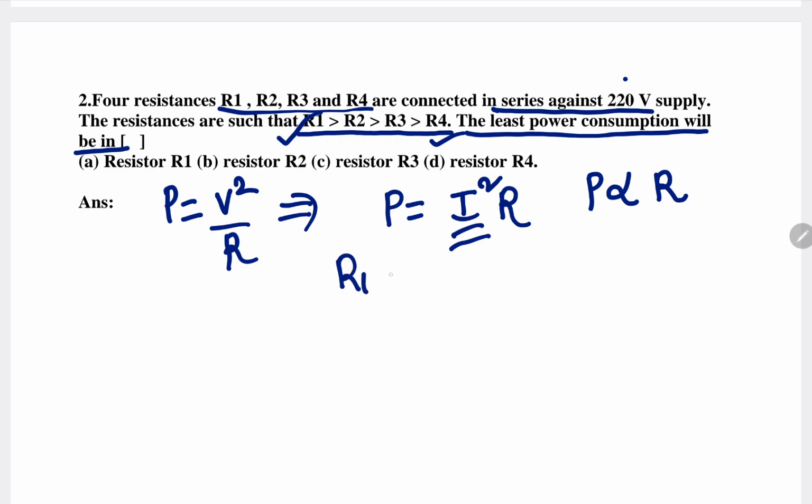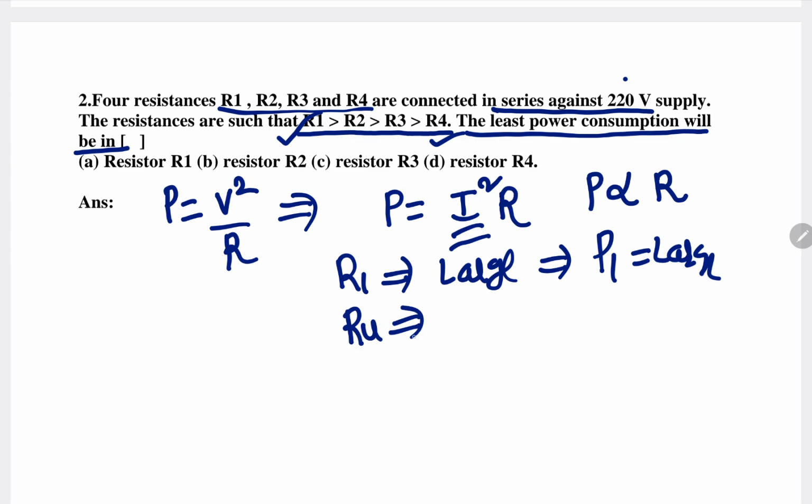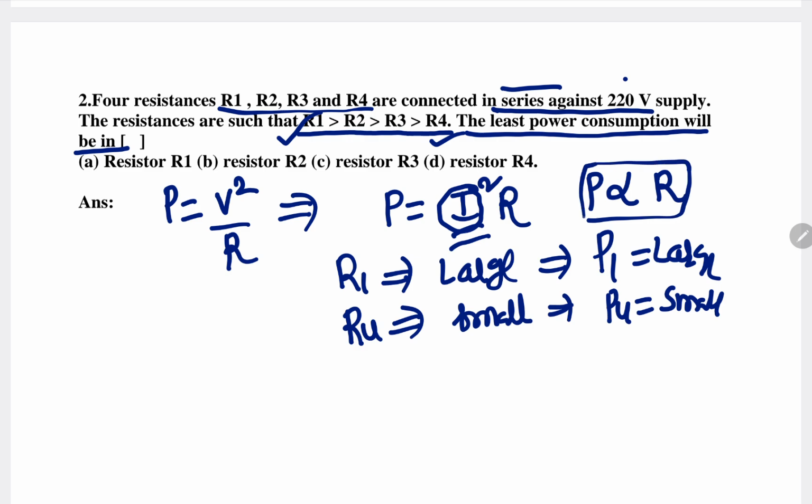R1 is large, so the power in R1, that is P1, will be large, and R4 value is small, so the power consumption P4 in R4 will be small. As current is the same in a series connection, I have taken P proportional to R. This is a formula, so this is not required. So the answer is R4, option D.